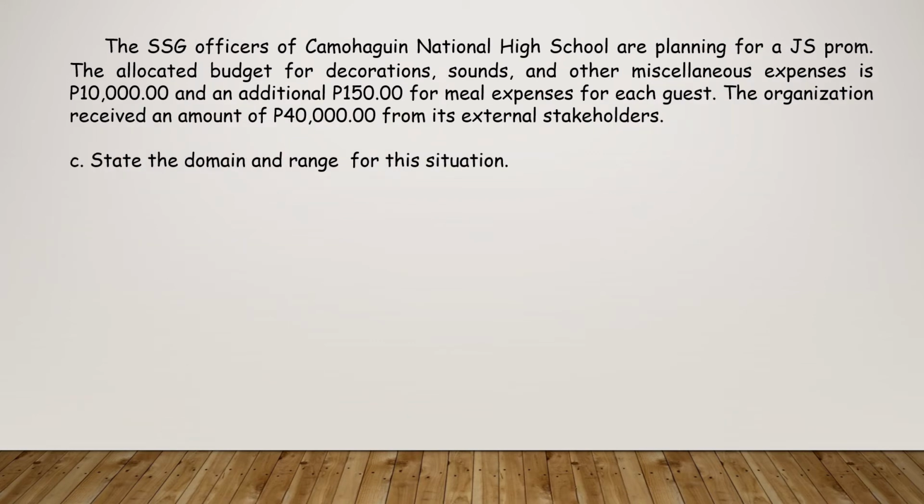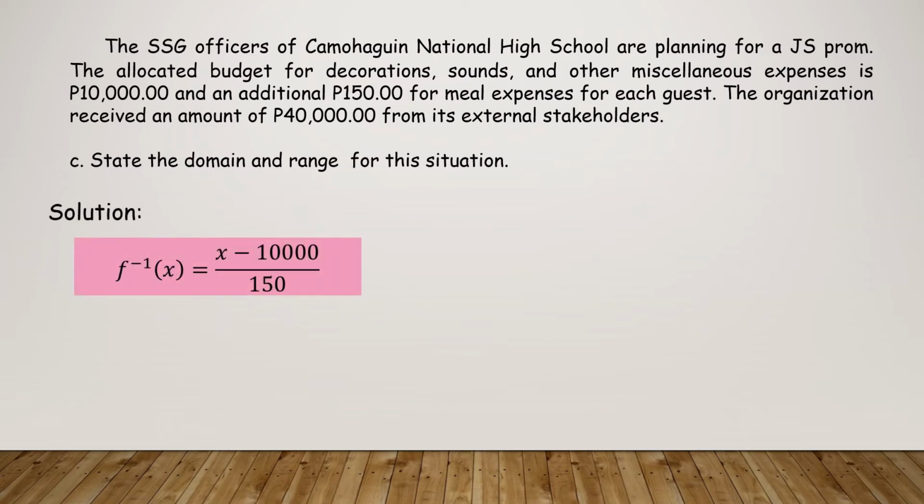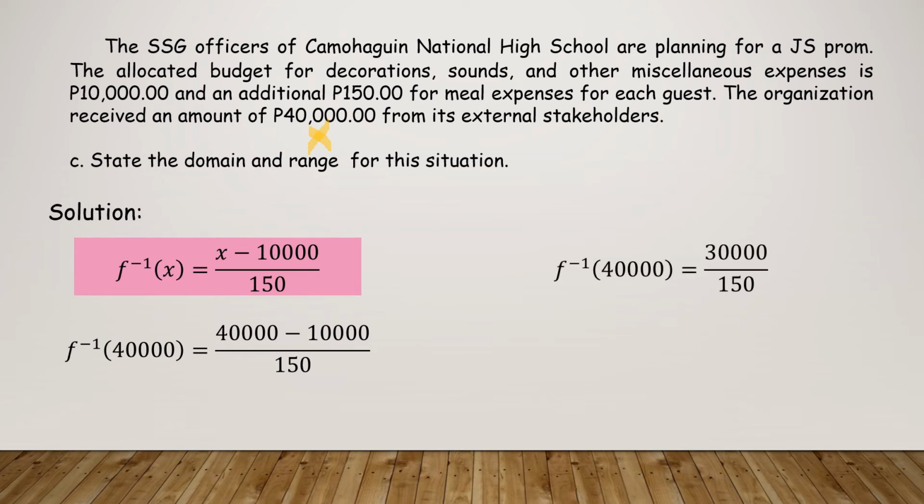Letter C, state the domain and range for the situation. So, since may inverse function na tayo, we will find the inverse of 40,000. So, our x will be, we substitute 40,000 to our x. So, 40,000 minus 10,000 all over 150. So, we have 30,000 over 150. Therefore, we've got 200.